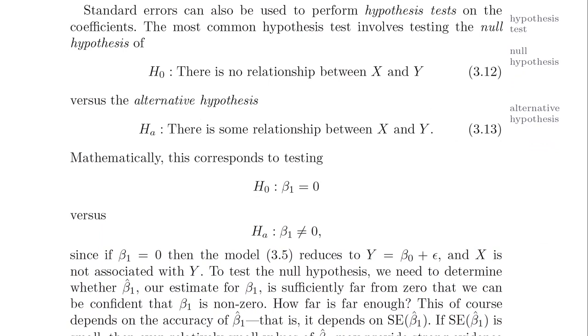Standard errors can also be used to perform hypothesis tests on the coefficients. The most common hypothesis test involves testing the null hypothesis. What do we mean by a null hypothesis? Null hypothesis is normally the conservative bet. So, for example, the null hypothesis would be there is not a teapot orbiting the Earth. Then the alternative hypothesis would be there is a teapot orbiting the Earth. But you don't use them interchangeably.